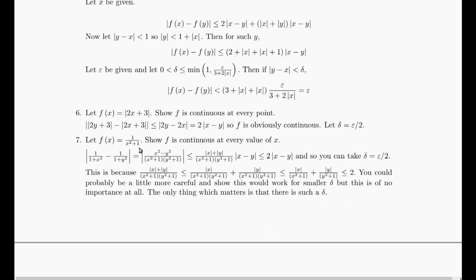All right, let's look at this one here. This is continuous at every value of x because if I take this one minus this one in absolute value, that's equal to this, and that's smaller than or equal to that times this.